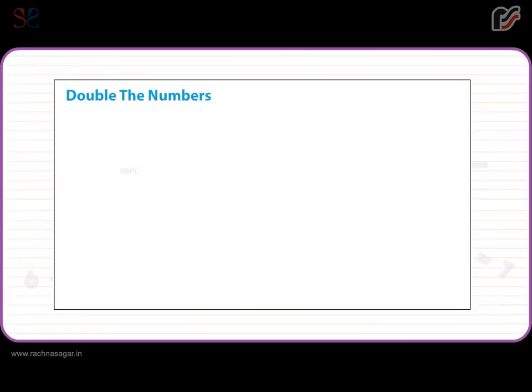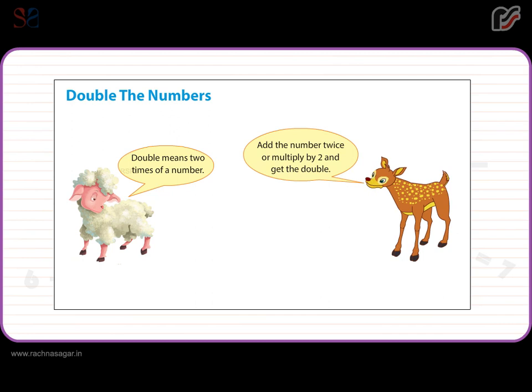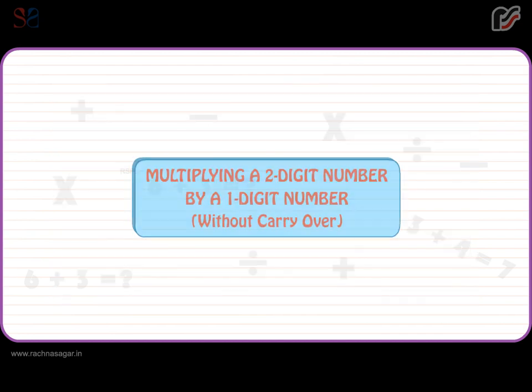Double the numbers. Double means 2 times of a number. Add the number twice or multiply by 2 and get the double. Double of 4 is 8. 4 plus 4 is equal to 8, or 2 multiplied by 4 is equal to 8.